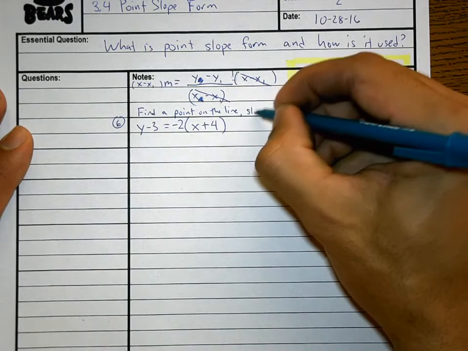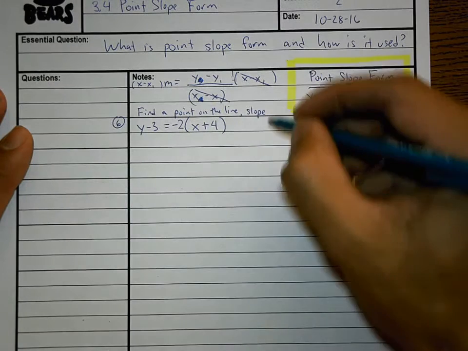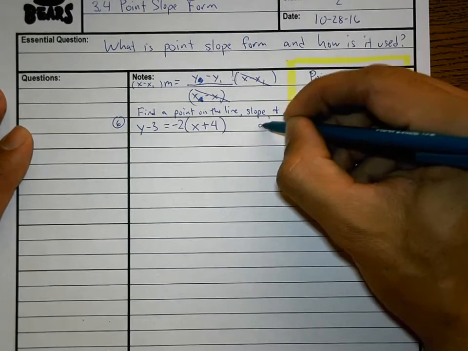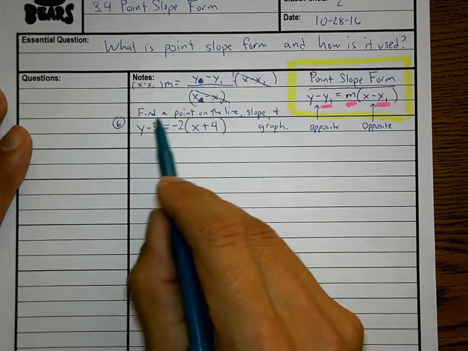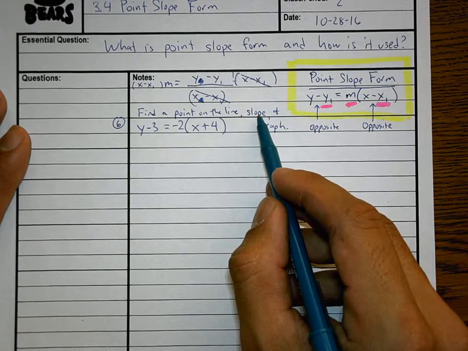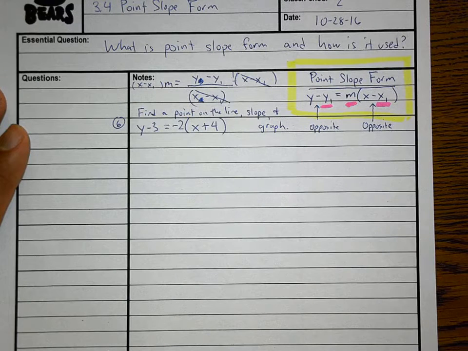Find the slope of the line and graph. Find a point on the line, find the slope of the line, and graph it. And literally, there is very little work for you to do. This is kind of the worksheet.